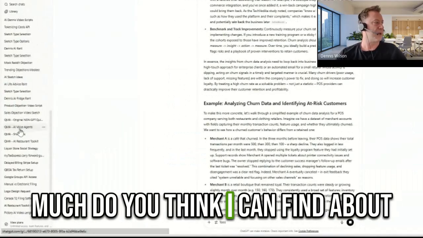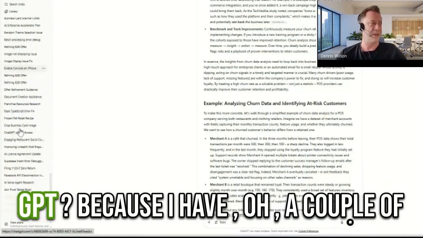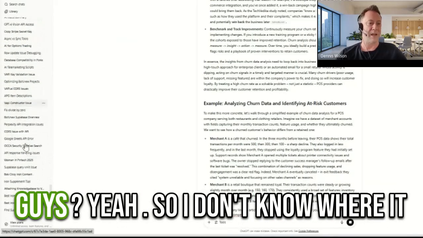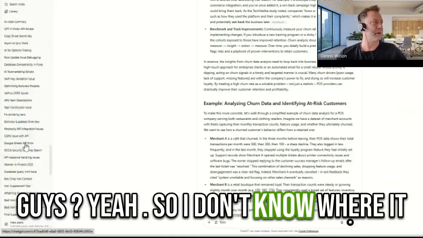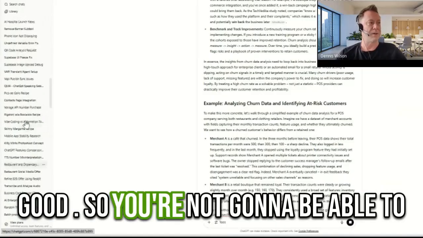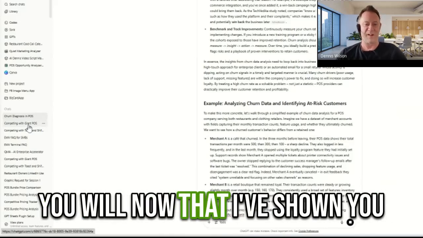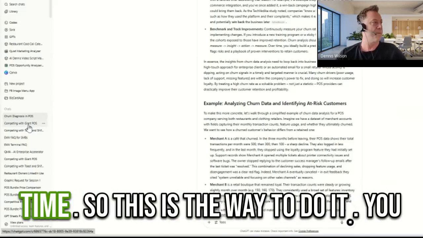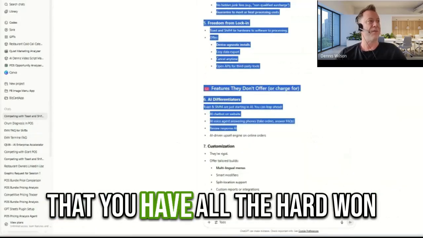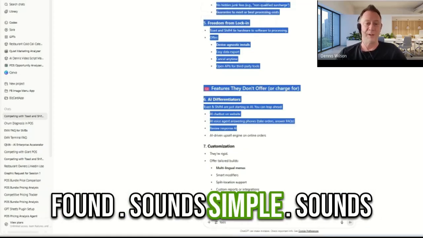How much do you think I can find about what I did in the history of my ChatGPT? Because I have a couple of things here. You see the sidebar, guys? Yeah. So I don't know where it is, and their search function is not good. So you're not going to be able to find that piece of information once you're using Chat as much as you will, now that I've shown you how to get the most out of it and not have it frustrate you all the time. So this is the way to do it. You get it off to a Word document so that you have all the hard-won prompting and things that you found. Sounds simple, sounds crazy.